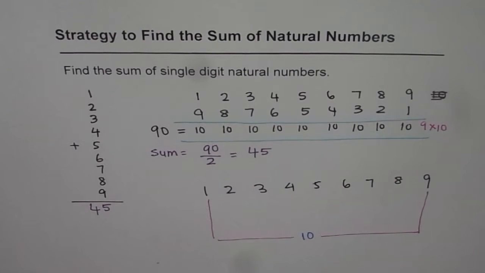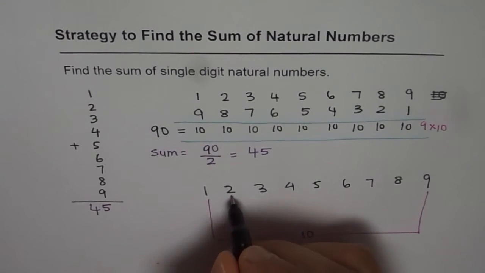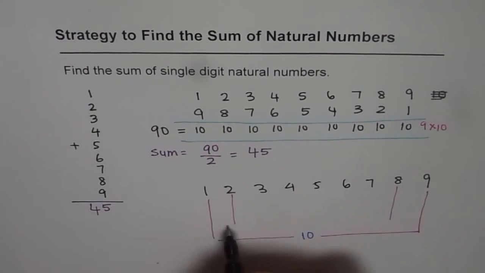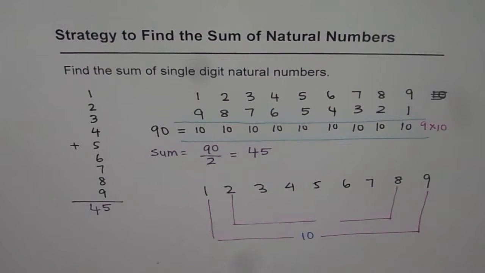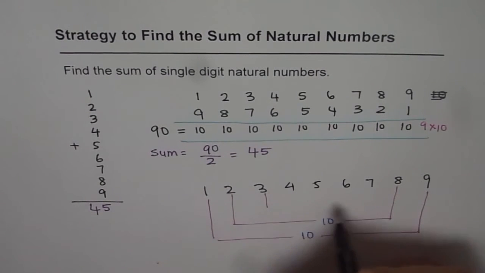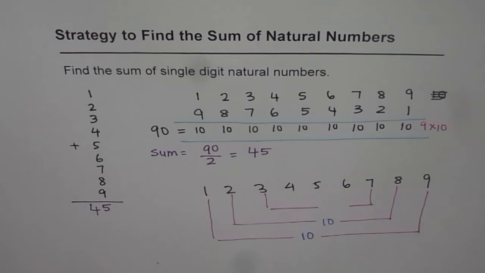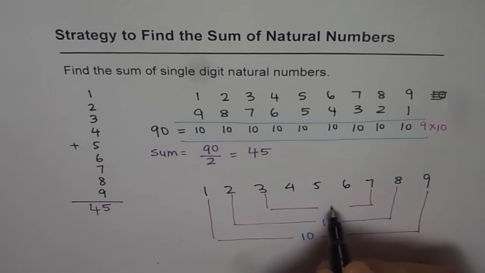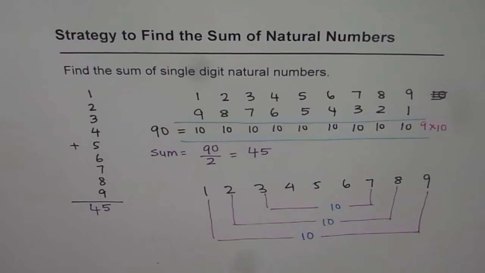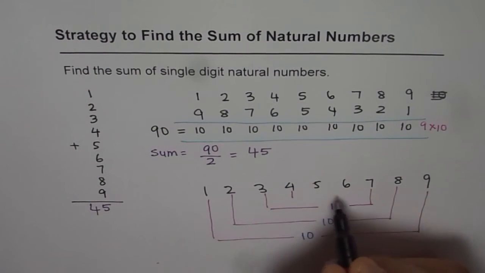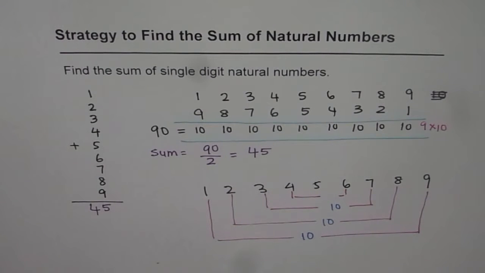Good. Now we will add 2 and 8, right? So when we add 2 and 8, what do we get? 2 and 8 is again 10. Fine. Then let's add 3 and 7. So 3 and 7 is what? Well, 3 plus 7 is 10. Good. How about 4 and 6? 4 and 6 is also 10. Okay, we're left with 5 there.